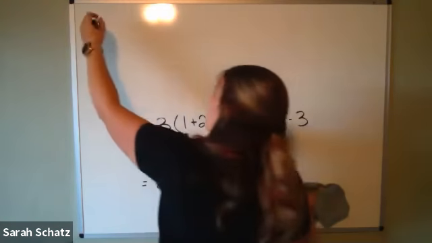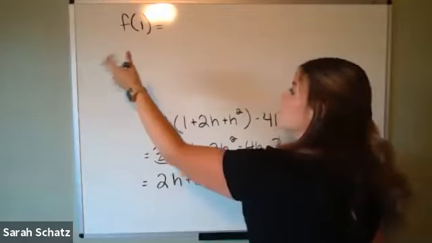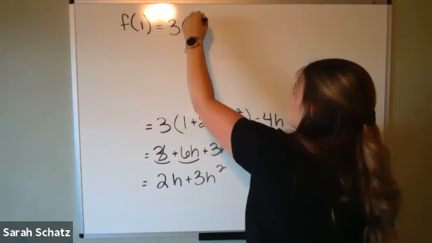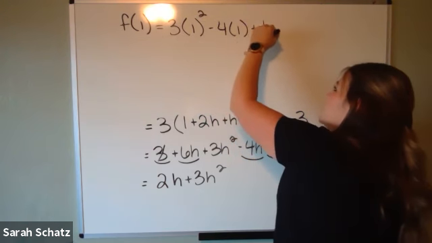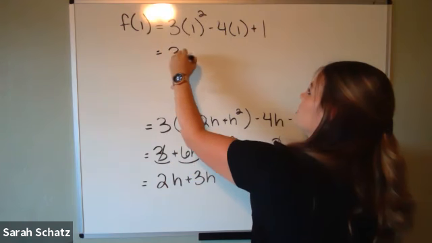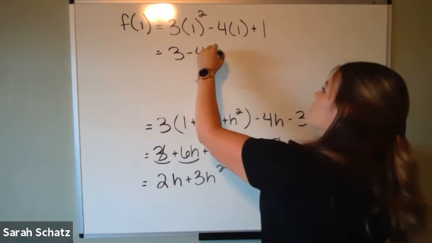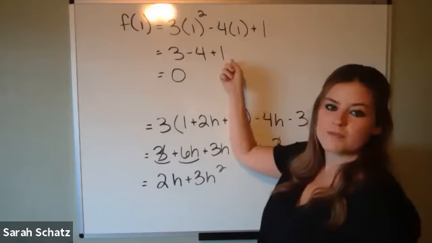All right, let's find f of 1. Remember, putting just a 1 into our function, we're going to have 3 times 1 squared minus 4 times 1 plus 1. I know how this should work out. So this is just going to be 3 minus 4 plus 1. What do we get there? Big 0, right? Because we have negative 1 plus 1.